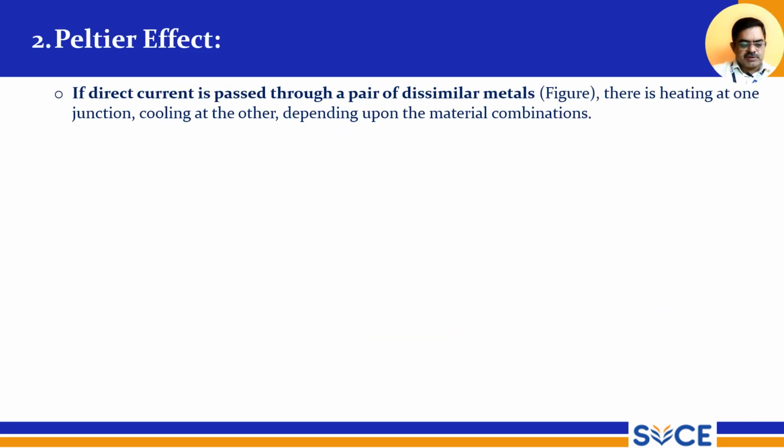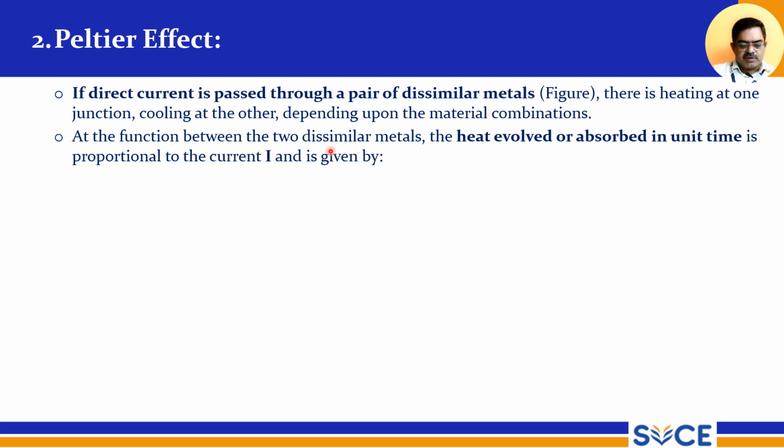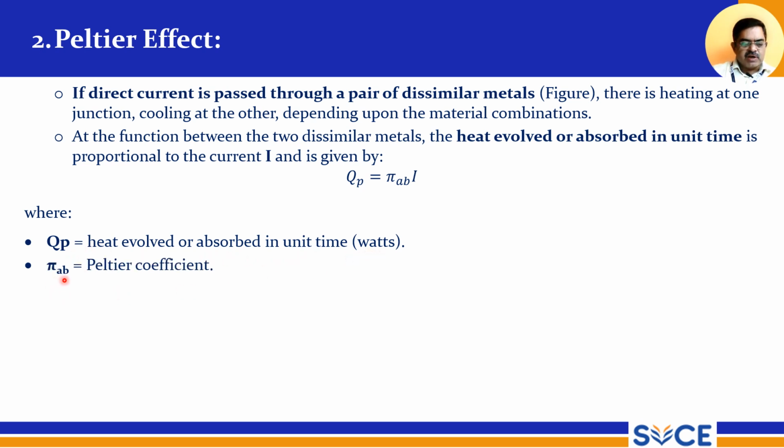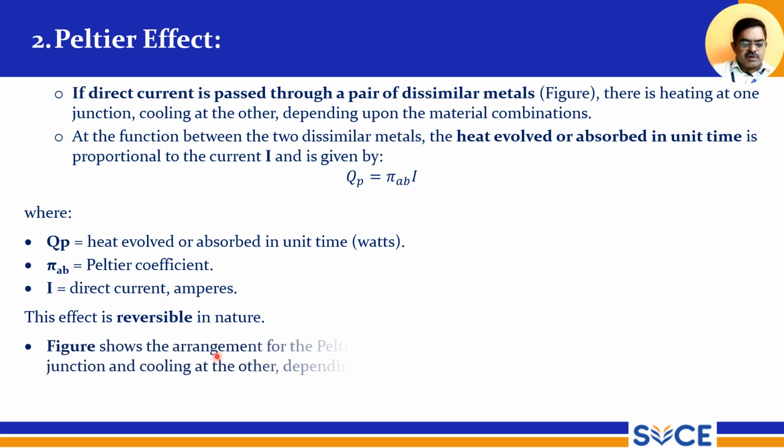The Peltier effect: when direct current is passed through a pair of dissimilar metals, there is heating at one junction and cooling at the other, depending upon the material combinations. At the junction between two dissimilar metals, the heat evolved or absorbed in unit time is proportional to the current I and is given by Qp equal to pi AB into I, where Qp is the heat evolved or absorbed in unit time, that is in watts, pi AB is the Peltier coefficient, and I is the direct current in amperes. This effect is reversible in nature.